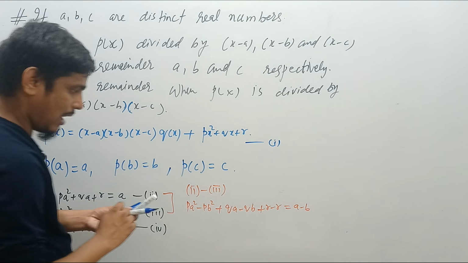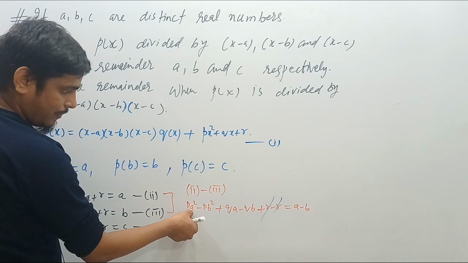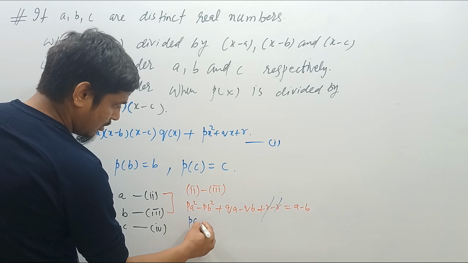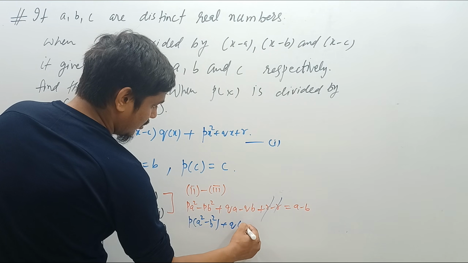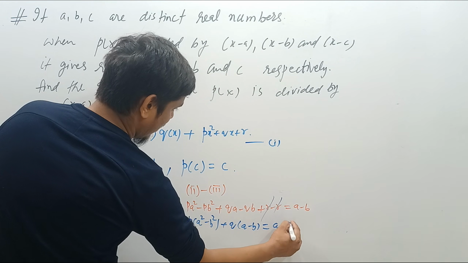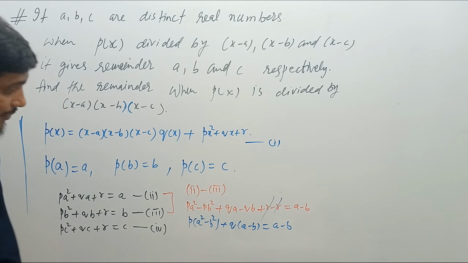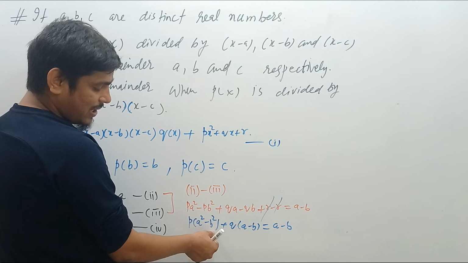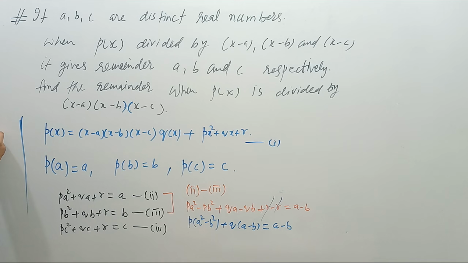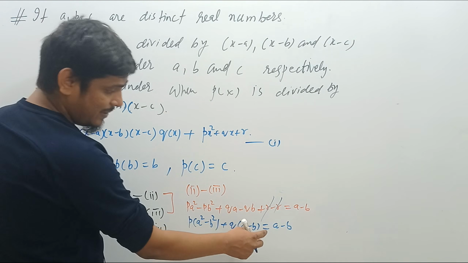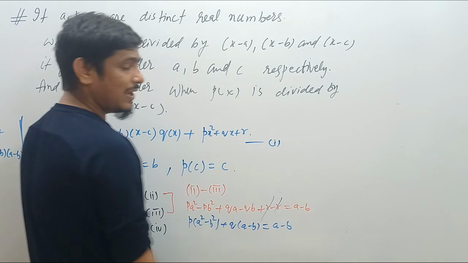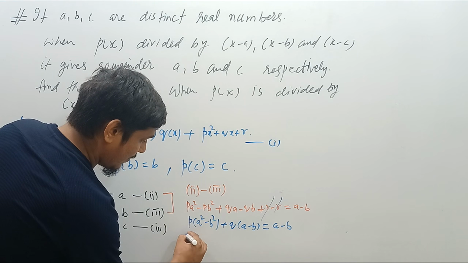So we can find that this r and r got cancelled, and in pa square minus pb square, p is common, and in qa minus qb, q is common. So this is p times (a square minus b square) plus q times (a minus b) is equal to a minus b. Now on the left side we have p times (a square minus b square). This is an identity: a square minus b square is equal to (a plus b)(a minus b). So this term has a minus b, this term also has a minus b, and on the right side we also have a minus b. So we can take a minus b common.